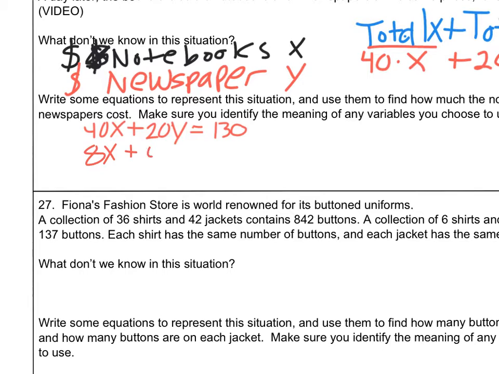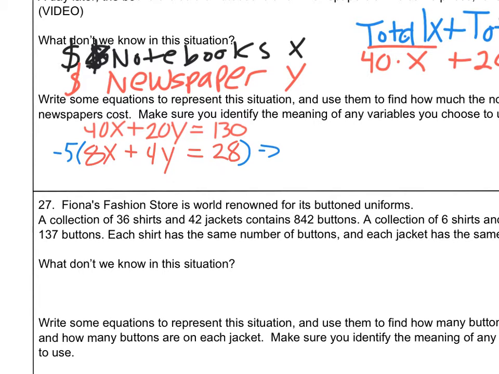8x plus 4y is equal to $28. Okay, this looks like a really good example of a problem that we can use elimination for. And the way I might do that is to maybe try to get 8 to be the same as 40. And I'm going to make it negative so that I don't have to deal with subtracting. I'm going to multiply 8 by negative 5.